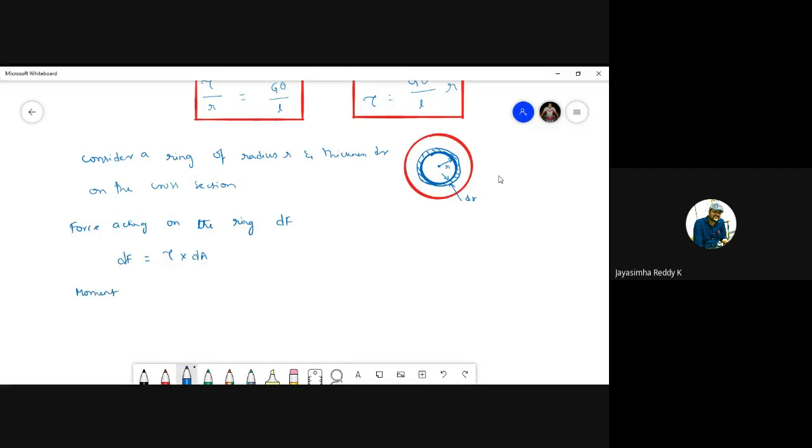Moment acting on ring, dm. So dm is equal to moment, that is, force into distance. df is the force, distance is r from the center. So df into r.